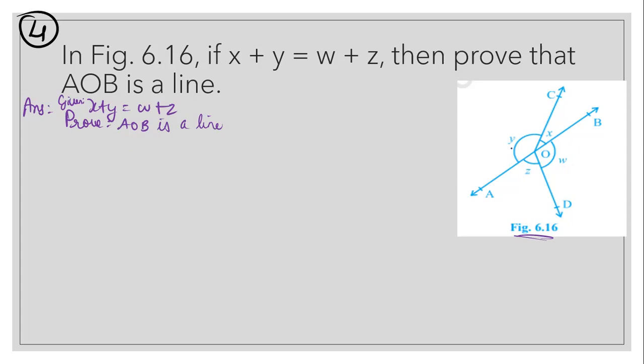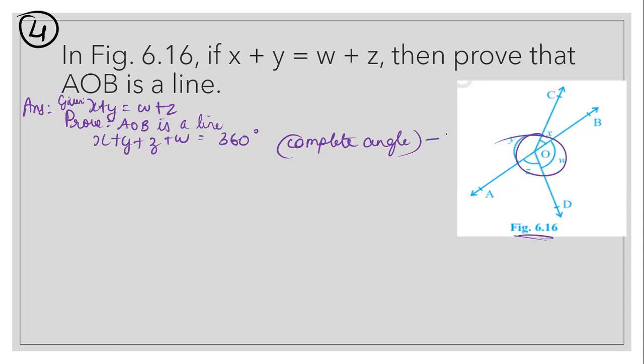So looking at this whole figure, can I say that x plus y plus z plus w is equal to 360 degrees? Because it's a complete angle, right? So this whole circle will be equal to 360 degrees. Take it as equation 1. So given that x plus y is equal to z plus w, take this as equation number 2.